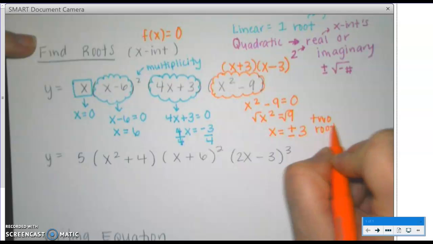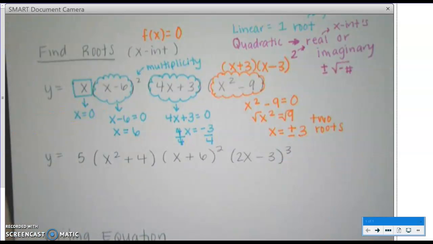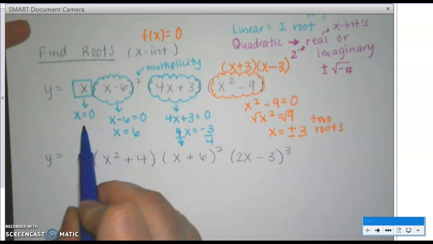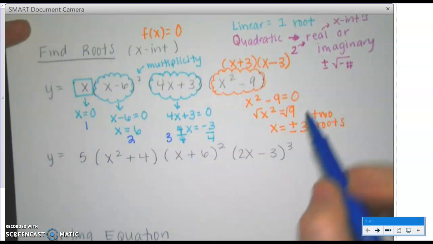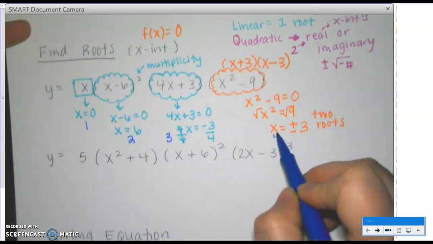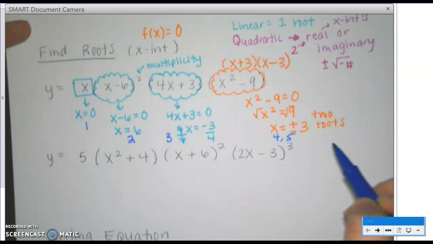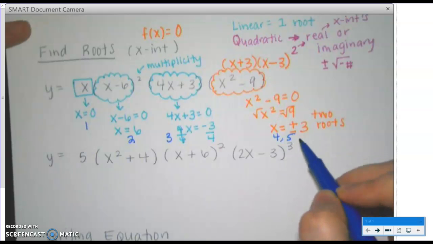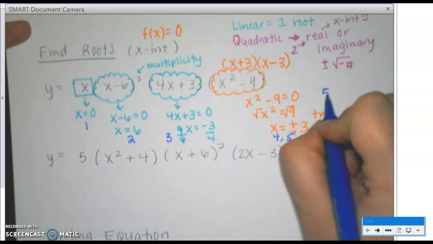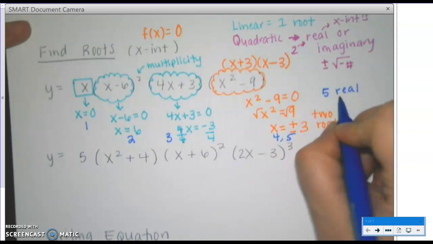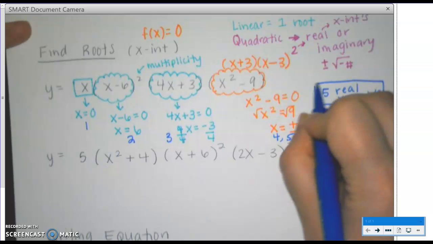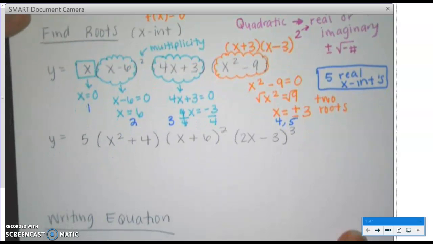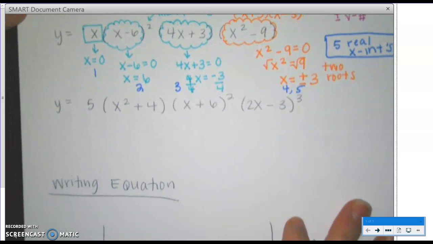So if this was my question in Delta Math, it would say, how many x-intercepts are there? So we have 1, 2, 3, 4, 5, because we have positive 3 and negative 3. So this question has a total of 5 real x-intercepts. All right, so let's do the next one.